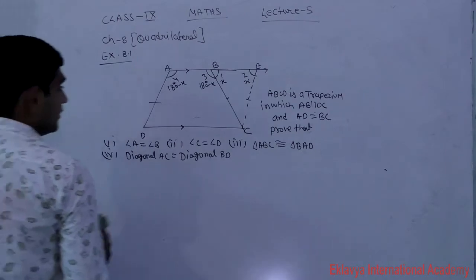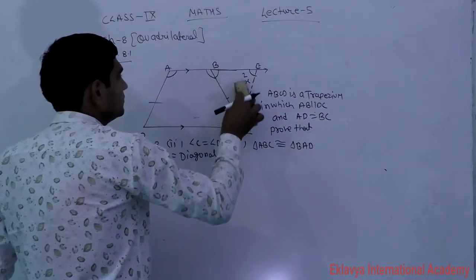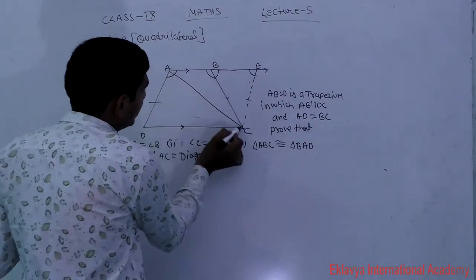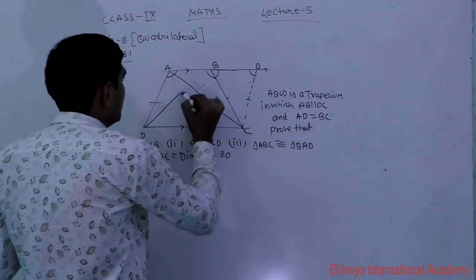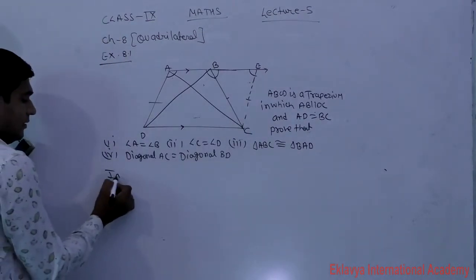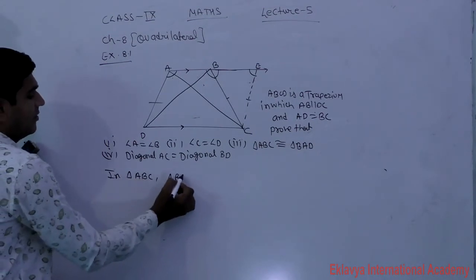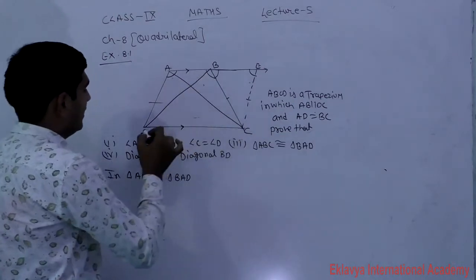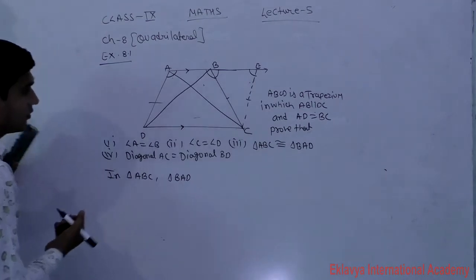Which triangle? Triangle ABC. For that we will join ABC and triangle BAD. Now next, in triangle ABC and triangle BAD, how will we prove that these two triangles are congruent?